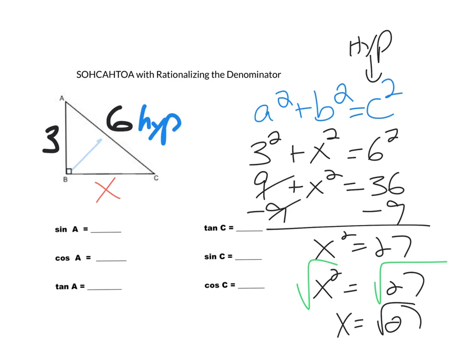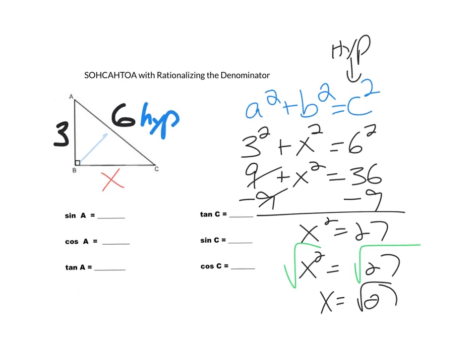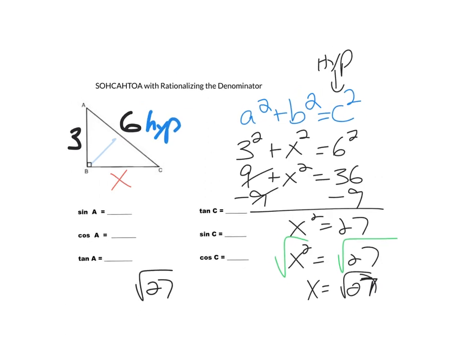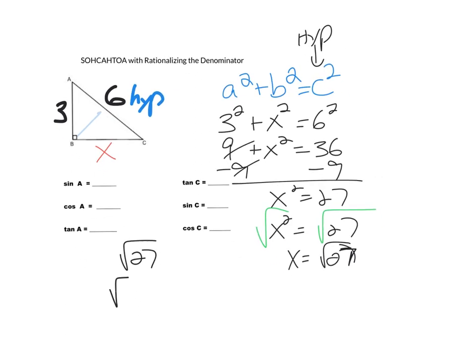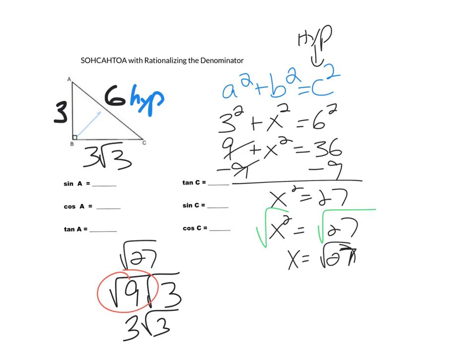So what we're going to do is we're going to try to simplify radical 27. We're going to look for the largest perfect square that goes into 27 evenly, and in this case it's 9. So we're going to break up radical 27 into radical 9 times radical 3, and the square root of 9 is a perfect square, so that's the number 3. So here I'm left with 3 radical 3 for this missing side of the triangle. So this leg of the triangle is going to be 3 radical 3.